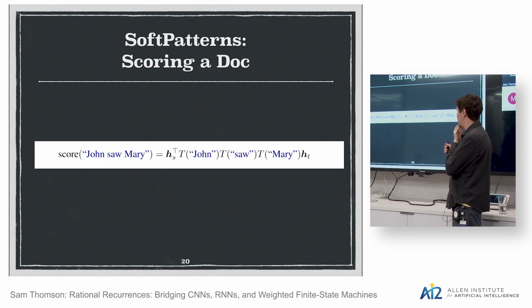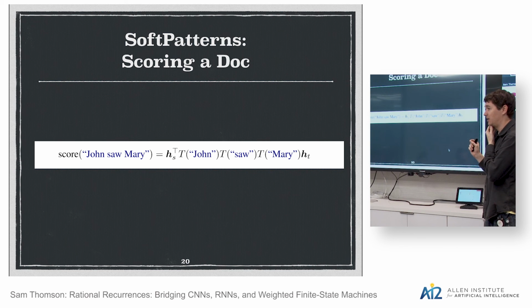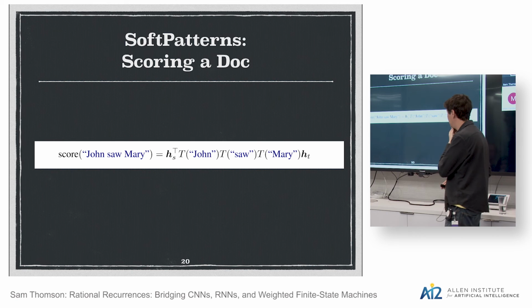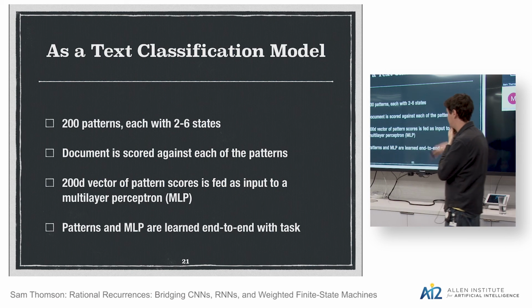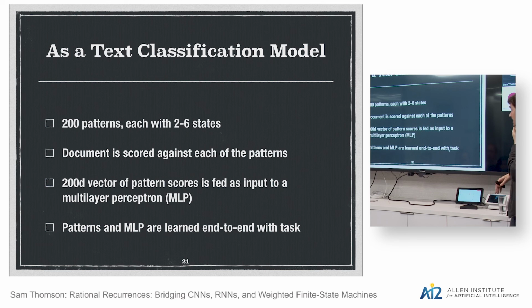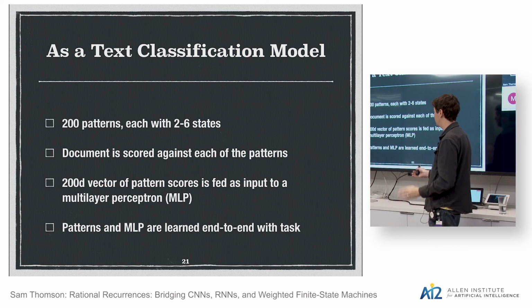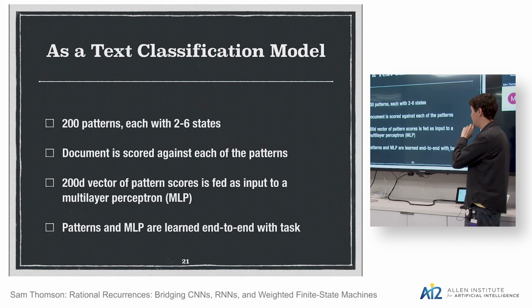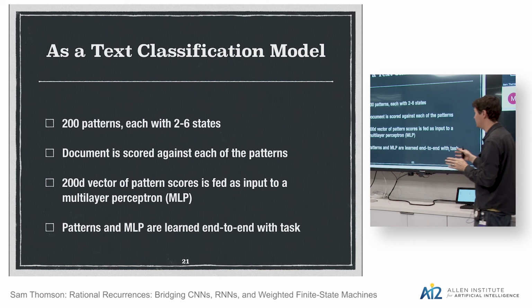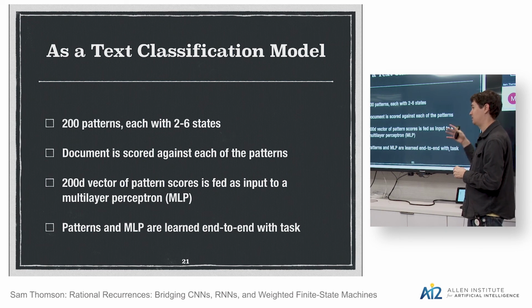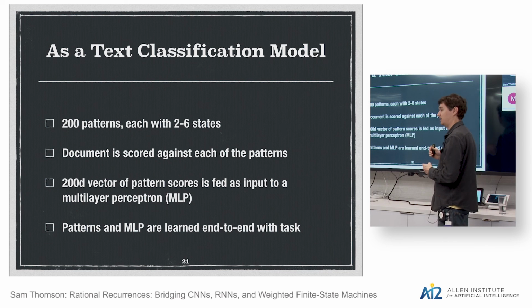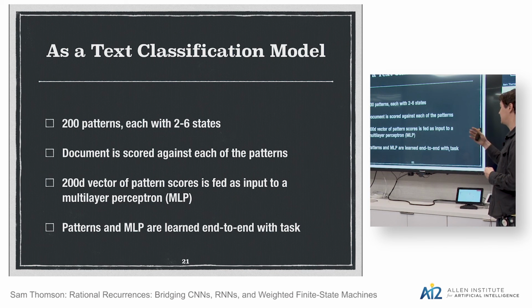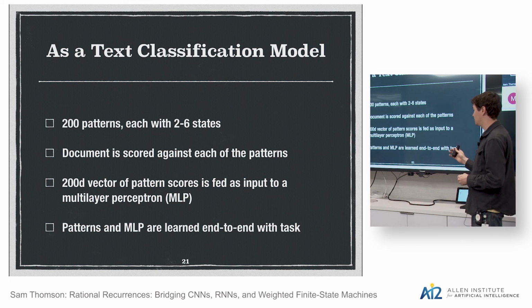So each one little FSA like this will give you one number or one weight for a document at the end. So what we did was we stacked 200 of these little FSAs into an array, each with anywhere between 2 and 6 states, but with this same fixed linear structure. And then each one scores the document in parallel. And then at the end, you get a 200-dimensional vector that's a kind of encoding of that document. And then to classify that document, you feed that into a multi-layer perceptron.